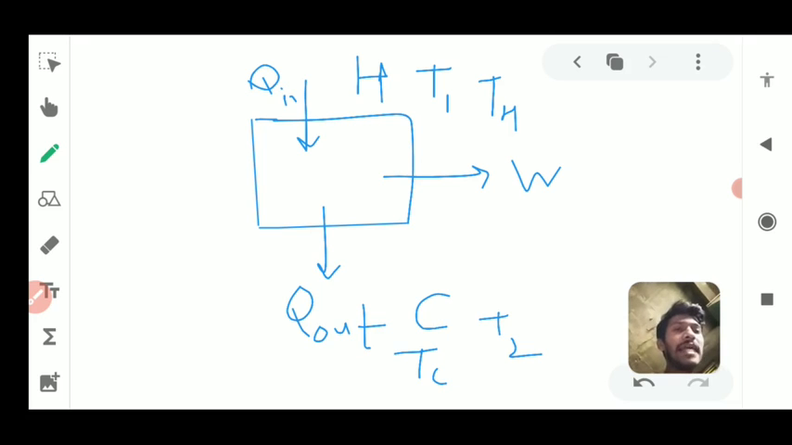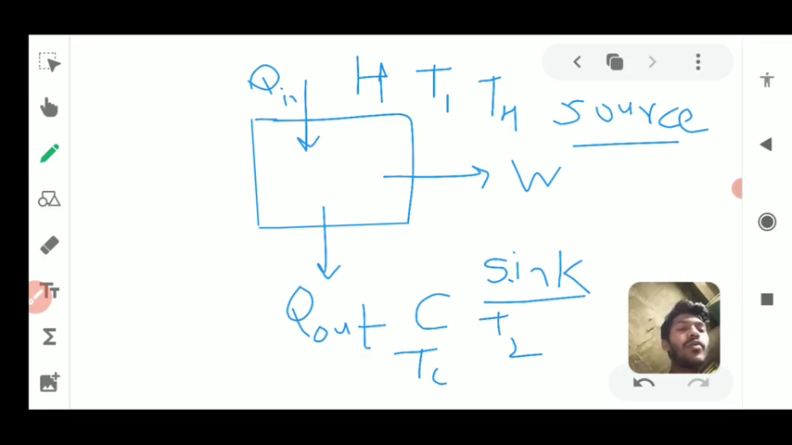There are names for these reservoirs, so I will quickly write those names. The hot reservoir or high temperature reservoir is also called the source because it supplies heat, while the cold reservoir is also called the sink or low temperature reservoir. Any of these you can use as terminology. We will basically use Q in, Q out, and TH and TC. For conceptual understanding we will use these subscripts: H is for hot, C is for cold.